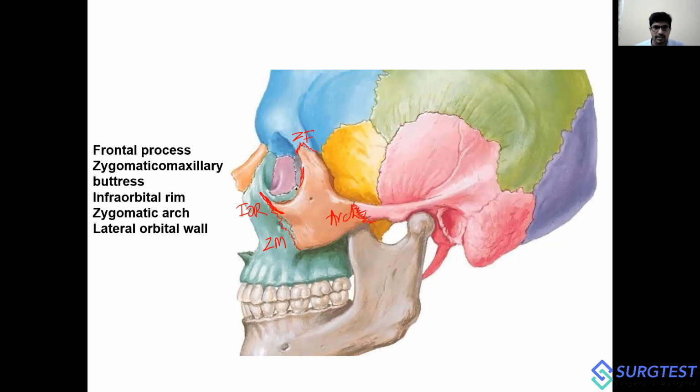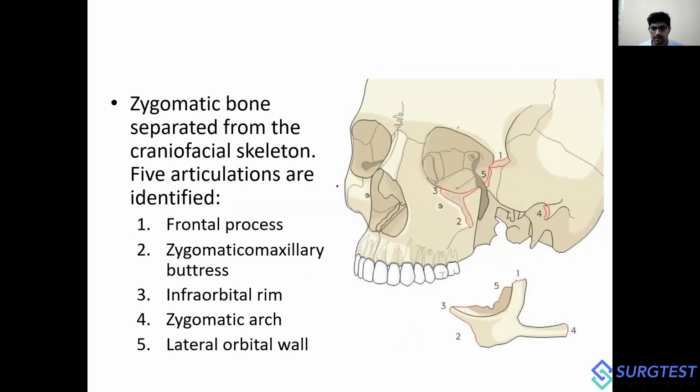Also one more process is there, which is not made out in this lateral view, which forms the lateral wall of the orbit. So we have 5 processes, and in the AP view here you will be able to make it out. Here we have the process which articulates with the frontal bone, that we call ZF, and this is the process which forms the arch, articulating with the temporal bone. We have ZM, and this is the part forming the infraorbital rim, and this is what I was referring to, the part of the zygoma forming the lateral wall of the orbit. Thus it has 5 processes, and the zygoma forms the rim of the orbital cavity and also the lateral wall of the orbit.